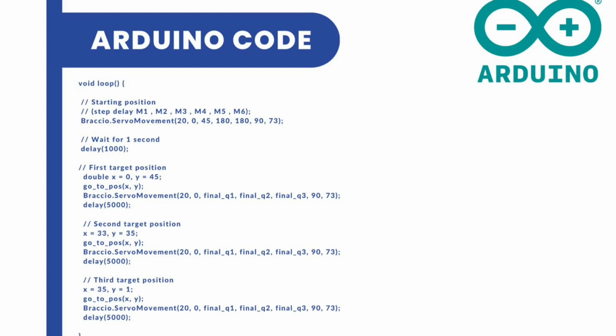So for the provided coordinate 0, 45, it will first run the for loop from minus 165 to 345 degrees and calculate the minimum error, for which we obtain Q1, Q2, Q3 and produce that as an output. Next, we have an example of the 33, 35 coordinate, and we have taken an example of the 35, 1 coordinate. Accordingly, for every example, it will calculate Q1, Q2, Q3 and produce it as an output.